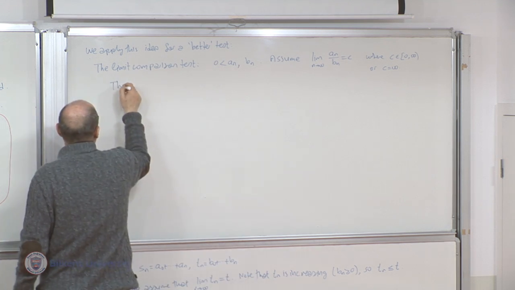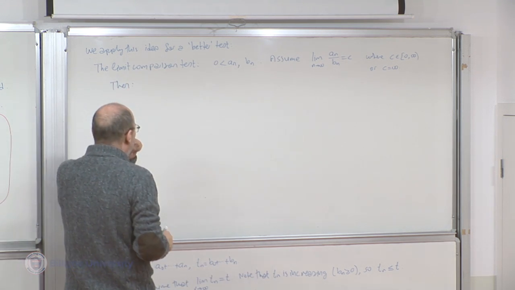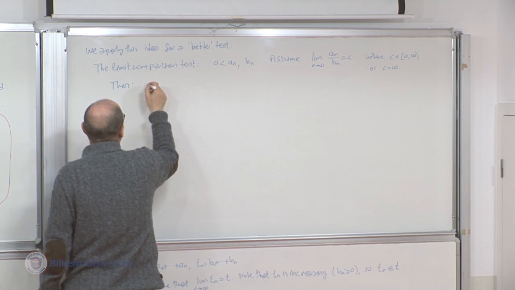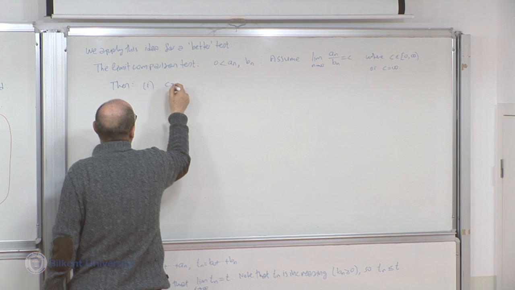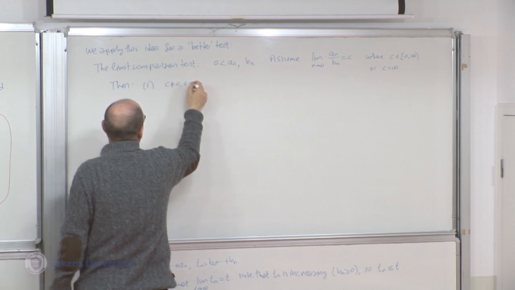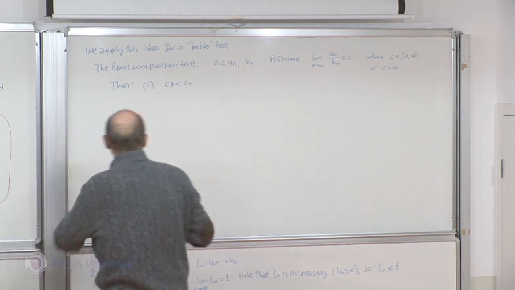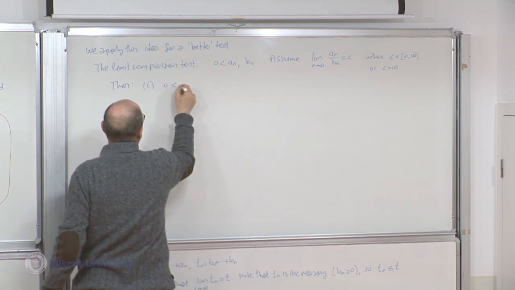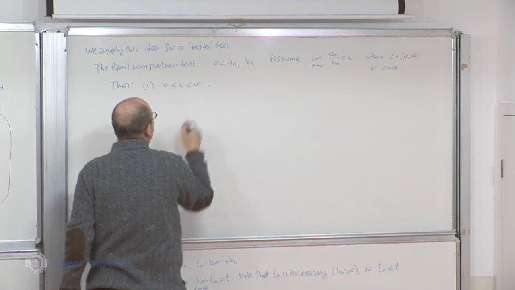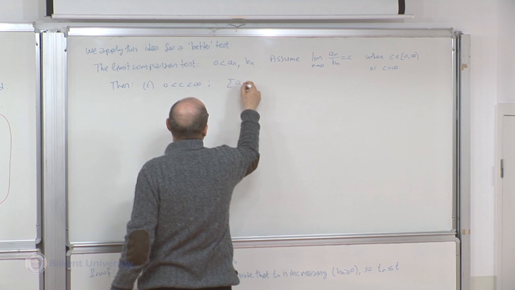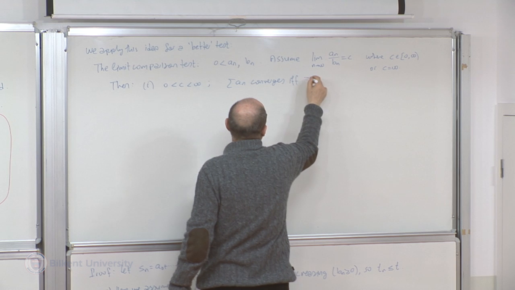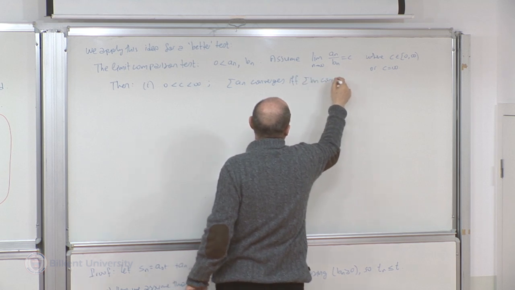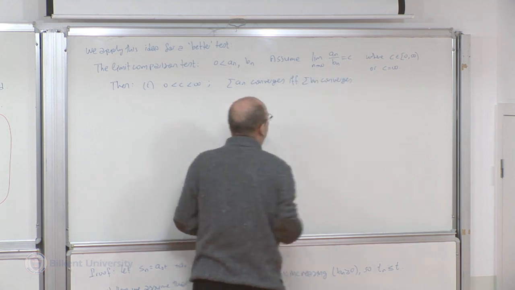Okay, so then the first case, c different than 0 and c different than infinity, so let me say this, 0 < c < infinity. In this case, summation an converges if and only if summation bn converges. So this is the main part. Okay?